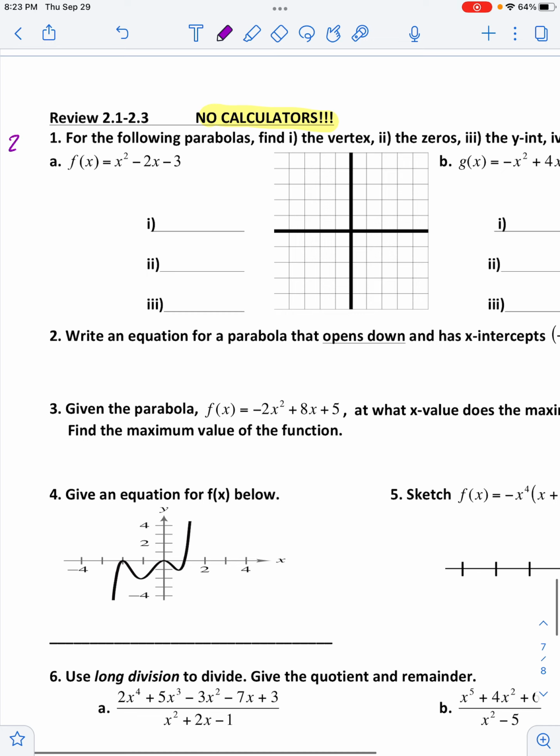Using my chart knowledge from 2.1, the vertex of a standard form like this is the opposite of B. So there's my B value. My A is 1, B is -2, and C is -3. So the x-coordinate is the opposite of B over 2A, which is going to turn out to be 2 over 2, or 1. Keeping in mind that your vertex is a point, so I'm going to have xy coordinates.